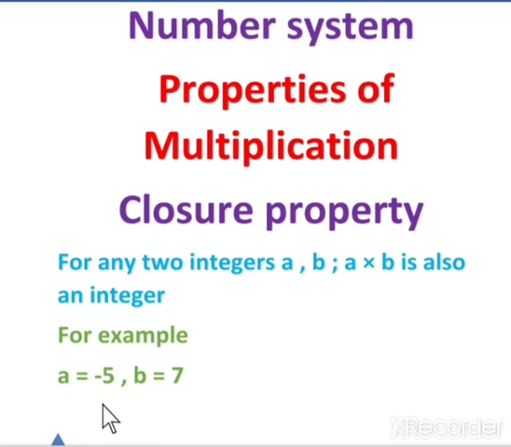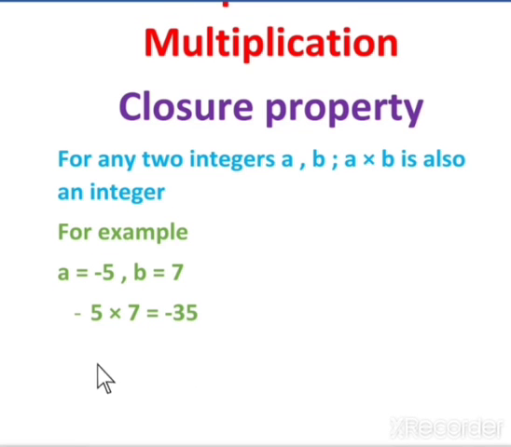For example, the value for a is -5 and the value for b is 7. If we multiply these numbers, the answer will be 35, isn't it? Listen here. The answer is 35 and we are going to multiply the sign. So minus into plus is minus. So the answer is minus 35.